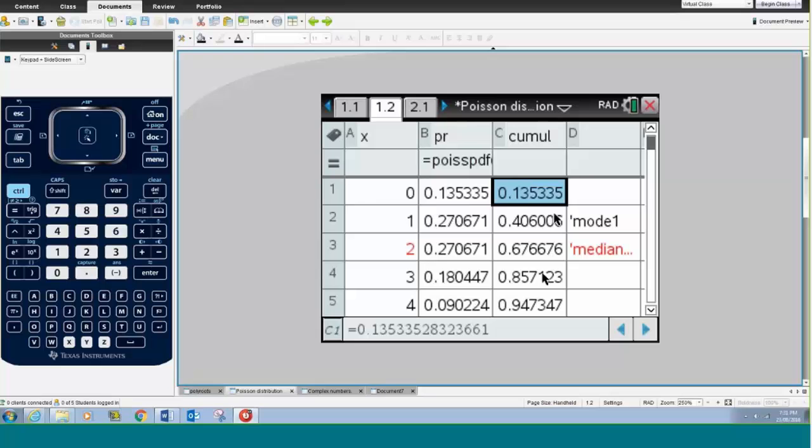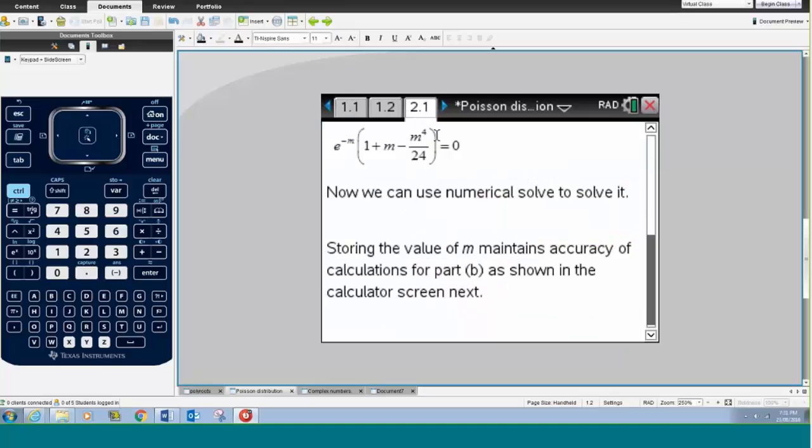Now we can also get cumulative values in the spreadsheet by just taking this one plus B2 and scrolling down. So that will allow us to find the one with the highest probabilities, which is bimodal here because they are the same, and the median value from the table.